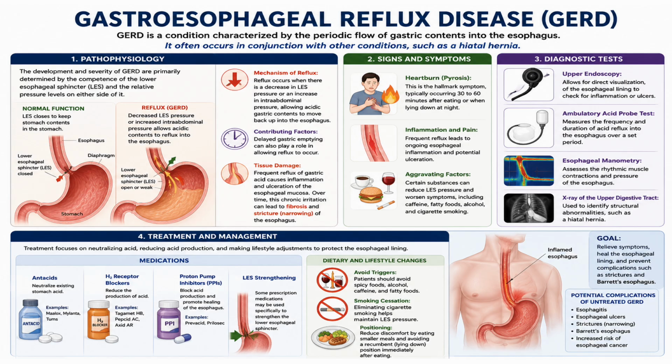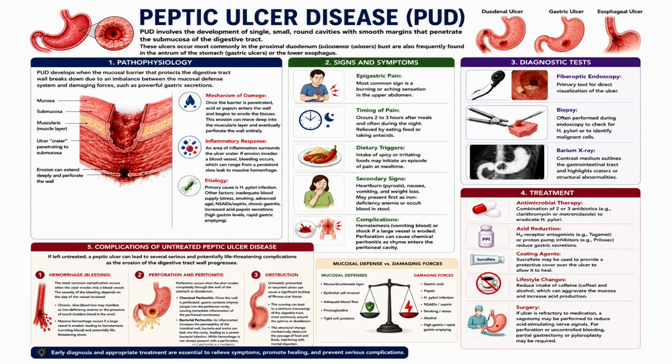Now, long-term management basically includes important lifestyle modifications: avoiding dietary triggers such as spicy foods, alcohol, caffeine, and fatty foods, stopping smoking, eating smaller and more frequent meals, avoiding lying down immediately after eating. All of this helps to minimize the reflux and reduce the symptoms.